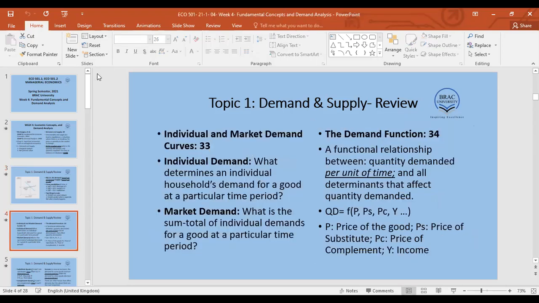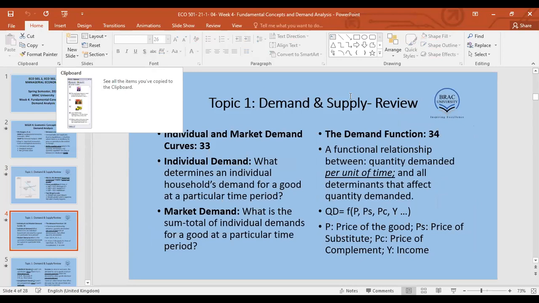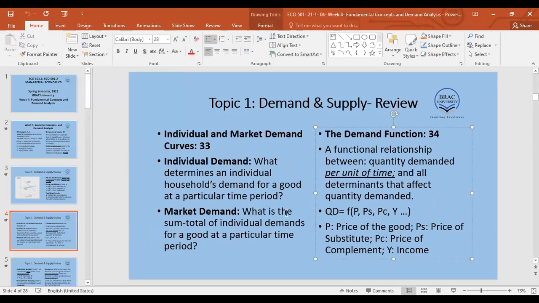Okay. Then what I said was the demand function. If you remember, we use functional relationships to make a relationship between independent variable and dependent variable. The independent variable is the variable that happens first. In this case, all these variables in the bracket: price of the product, price of substitute, price of complement, income, and etc. Dependent variable, in this case, quantity demanded, QD, is the variable that changes after the independent variable, change in price, and because of the independent variable, change in price.